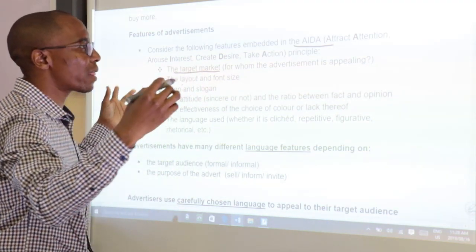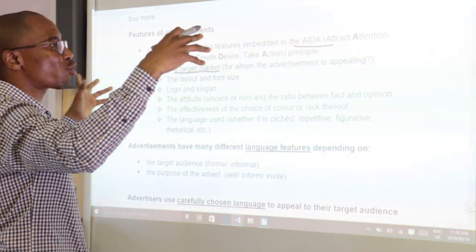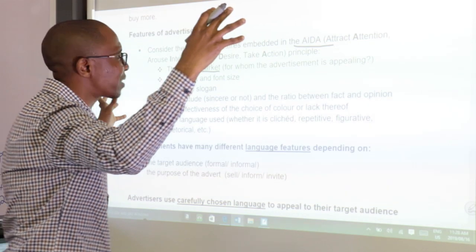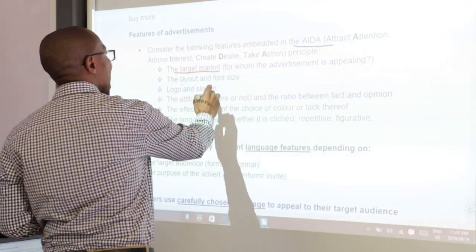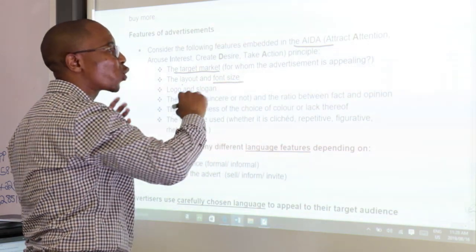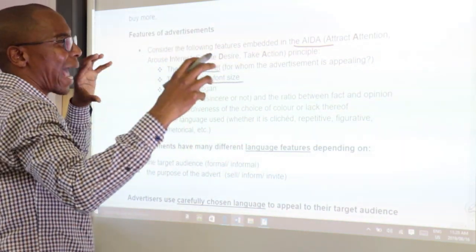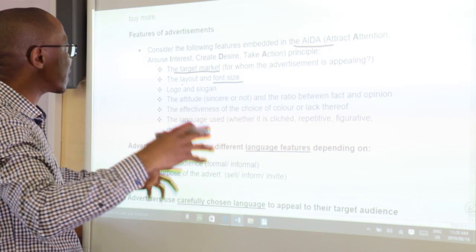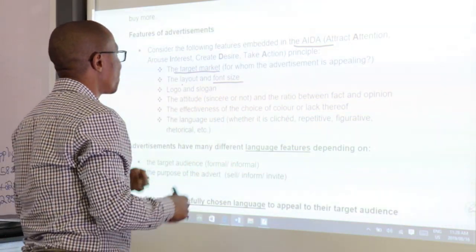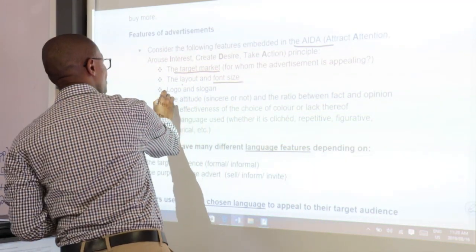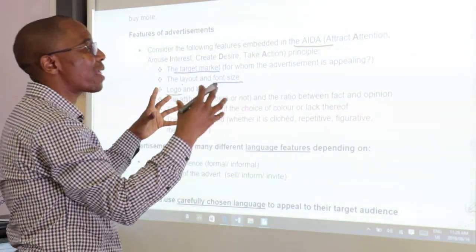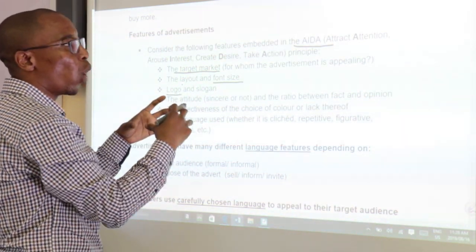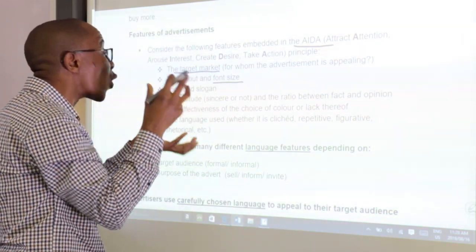And then the layout. The layout, whether this has to do with a colorful advertisement, the way it's written, body copy, and all of those things, and the font size. Which words are written in bold, in italics, in capital letters, and what would be the reason for that. And then there'll be a logo. They have to know that there is a logo, whether it's in words or an actual symbol or sign.